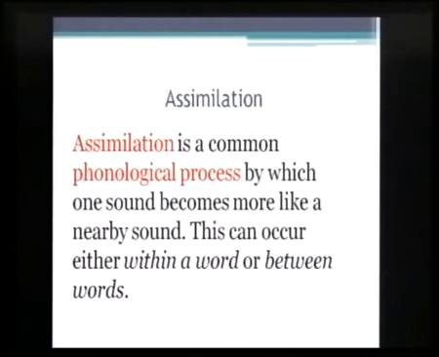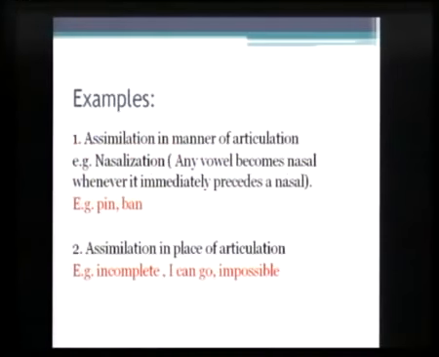Assimilation is a common phonological process by which one sound becomes more like a nearby sound. This can occur either within a word or between words. We're going to explain that. But I need you to understand when we talk about assimilation, it means one sound is going to affect the pronunciation of the nearby sound. Nasalization, for example, is actually assimilation. Why? Because the nasal n affects the pronunciation of the vowel E, and the vowel E is going to be nasalized. Good? Okay, let's look at these examples to understand what assimilation is.